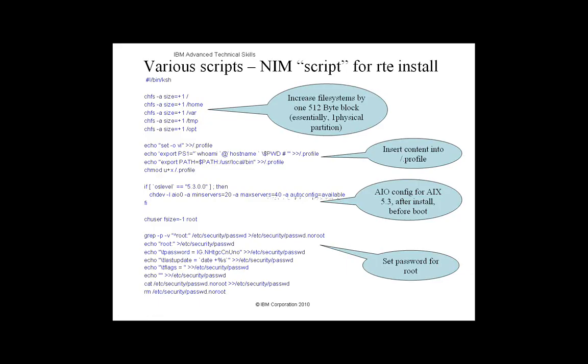This is a NIM script. It's running after the install, at the end of install, and before boot. If I set async I/O available now, when I boot, async I/O will be on. I won't have to take a reboot on it again. I like to set file size unlimited for root. This long stanza at the bottom is setting a root password. There's got to be an easier way than this, but this has worked for me for a long time, so I keep it. That encrypted password in the middle, you'll want to put your own encrypted password in there because you won't know what mine is.